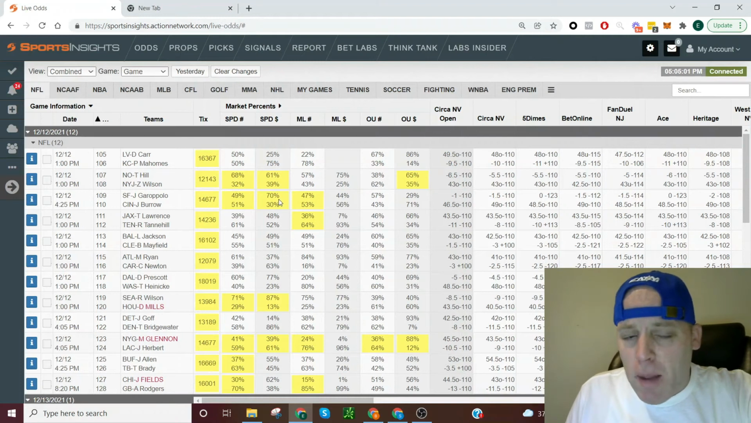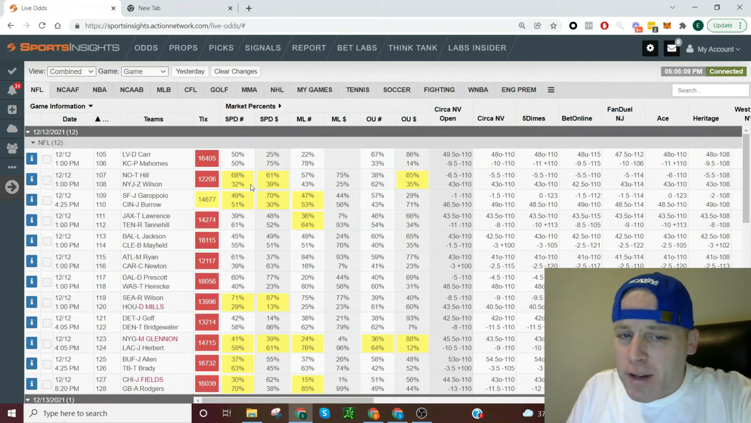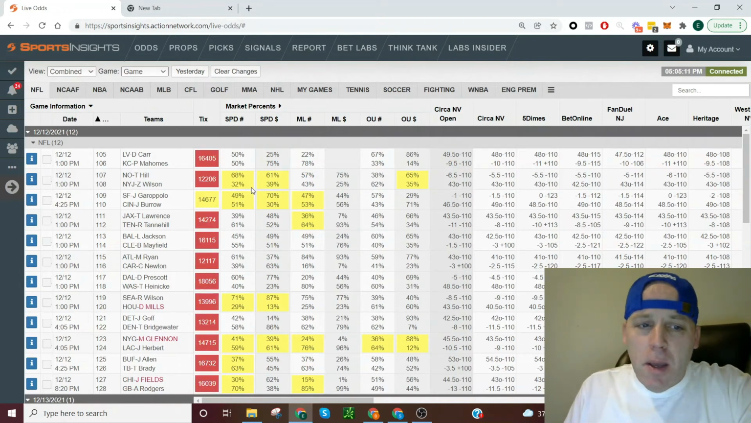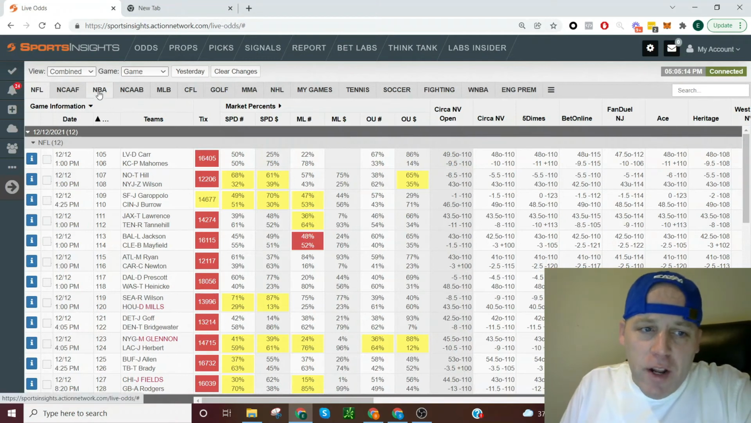Now, those are a couple of examples of what you want to see based on public betting percentage data, or what I call ideal market conditions. But let's jump over to the NBA for an example here.